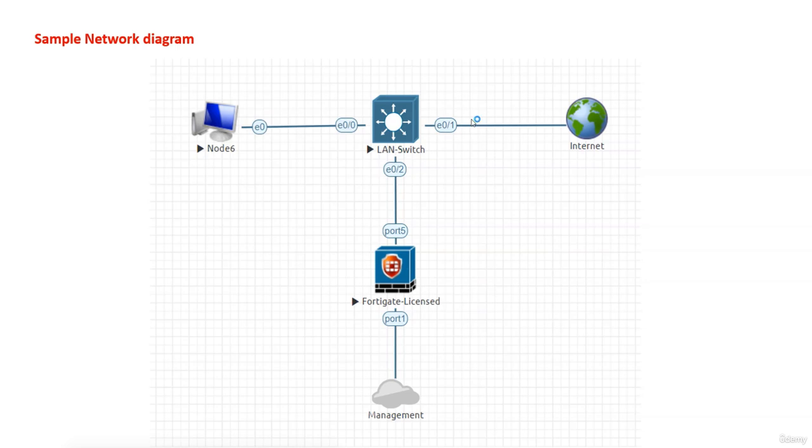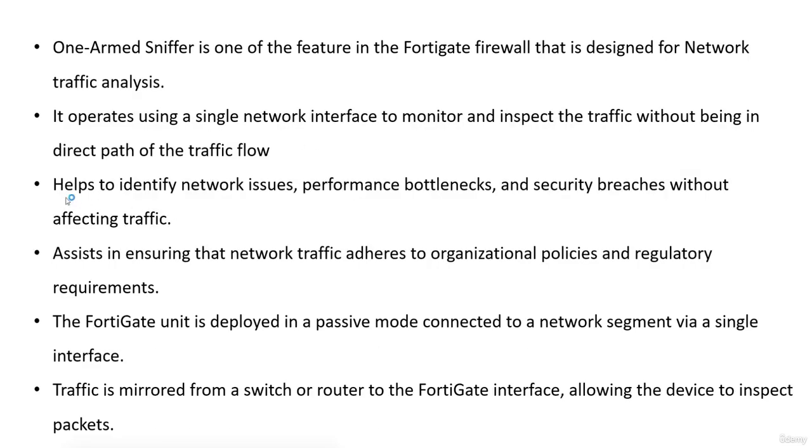So we will be setting the firewall to analyze the packets. Basically, we are not going to block the traffic. Instead, we are going to analyze it. As said, it helps to identify network issues, performance bottlenecks, and security breaches without affecting the traffic. The reason it's not affecting the traffic is that it's just monitoring the traffic and not taking action based on rules. It assists in ensuring that the network traffic adheres to organizational policies and regulatory requirements.